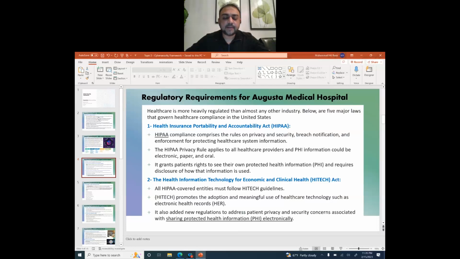The next one is HITECH. HITECH is the same as HIPAA, however it covers electronic information. So HITECH basically covers the HIPAA guideline, but for any information of the customer which is in electronic form, like EMR or any kind of electronic information related to PHI, that needs to be protected.